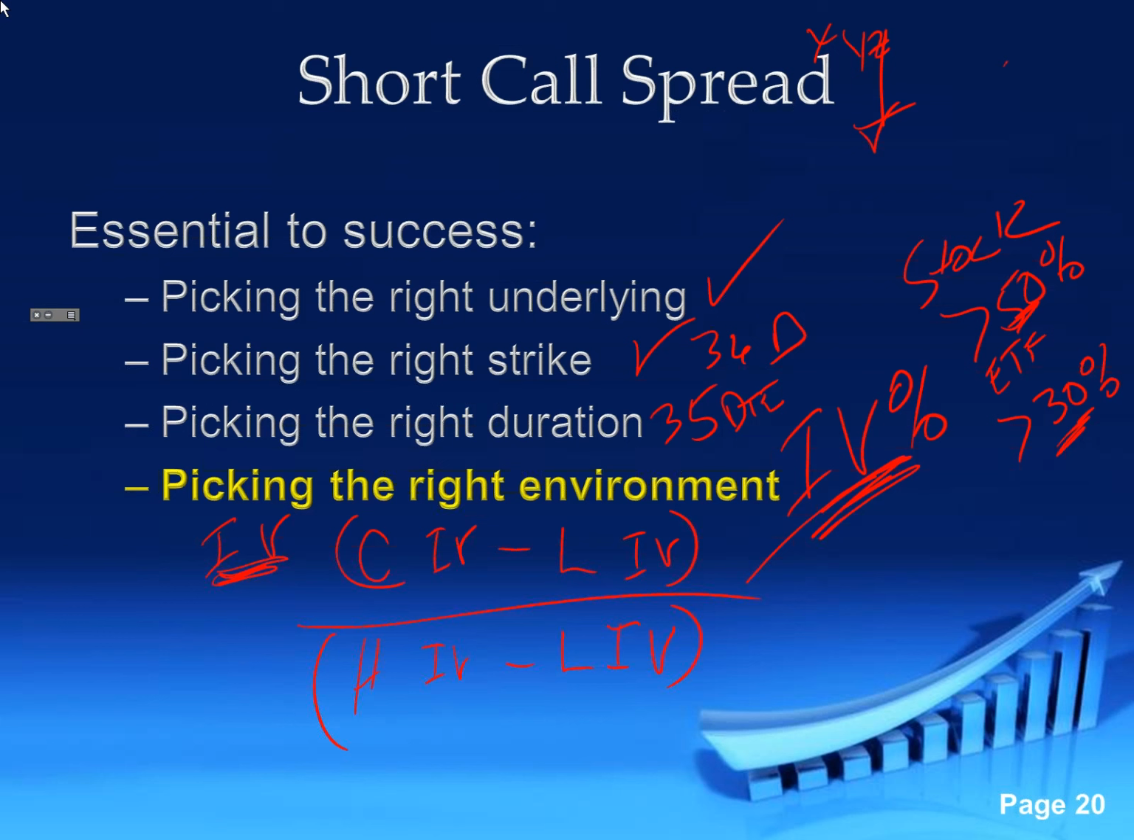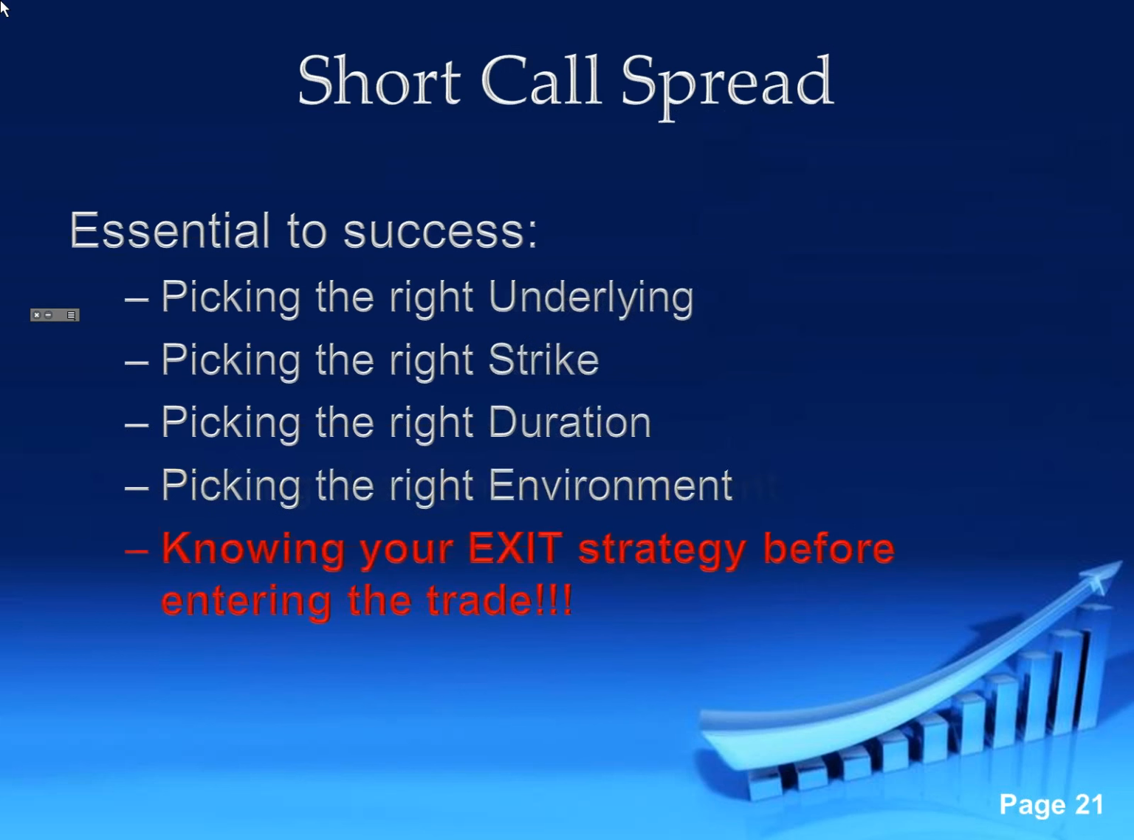So picking the right environment, we've got that, right? Implied volatility over 50 for a stock, implied volatility percent over 30 for an ETF. All right, our exit strategy.